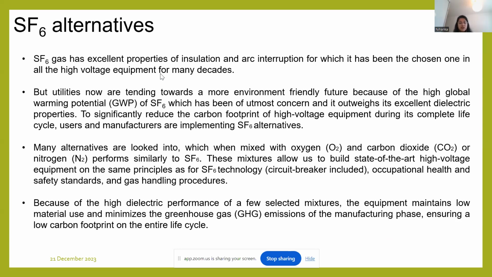Many alternatives are looked into, which are mixed with oxygen, carbon dioxide, nitrogen, which are gases of natural origin, so that they can perform similar to SF6. And these mixtures allow building state-of-the-art high voltage equipment on the same principles of the SF6 technology. And because of the high dielectric performance of a few of the selected mixtures, the equipment maintains low material use and minimizes the greenhouse gas emissions.